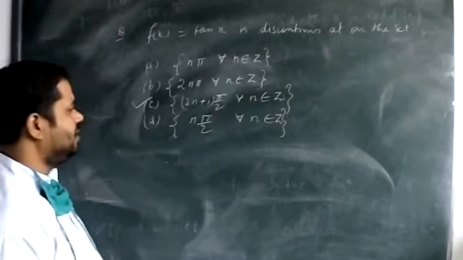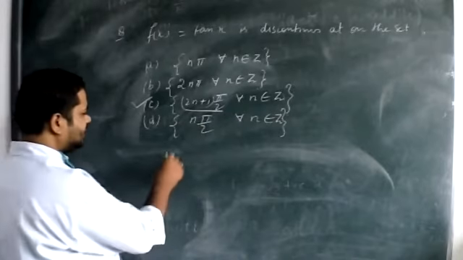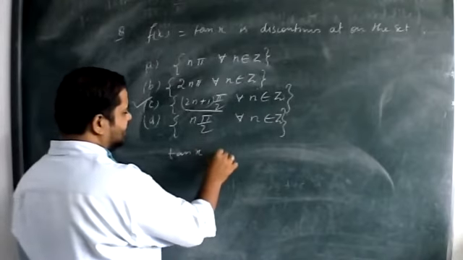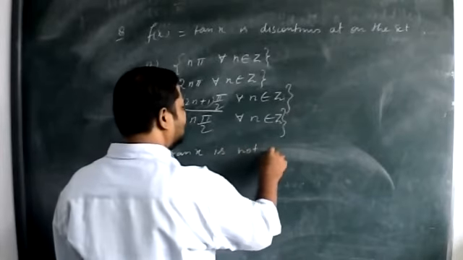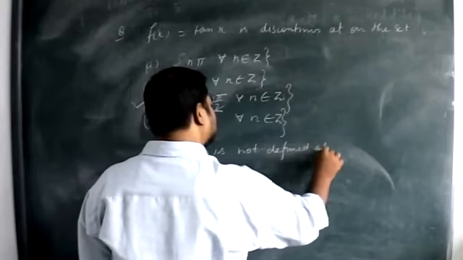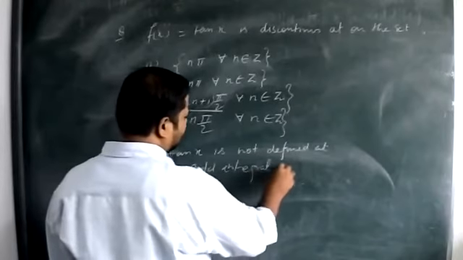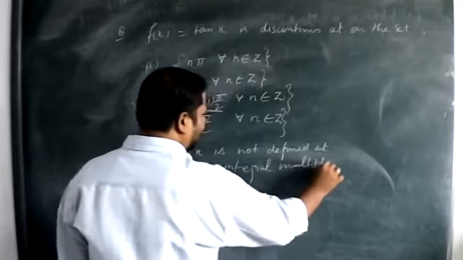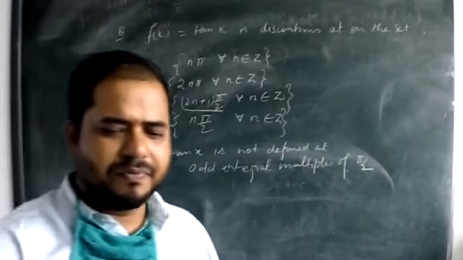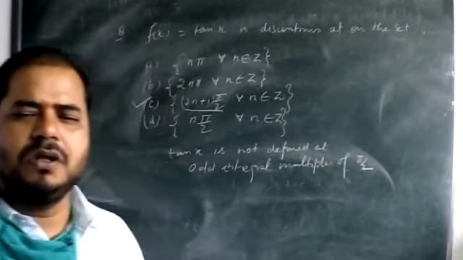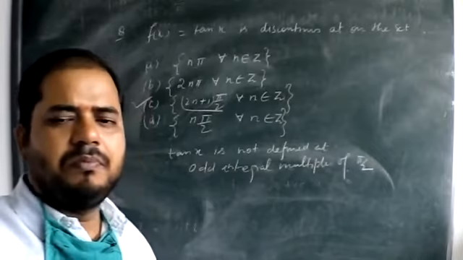Option C is correct. Why? Because this is an odd multiple of pi by 2, and tan x is not defined at odd integral multiples of pi by 2. That's why it is discontinuous at odd integral multiples of pi by 2.